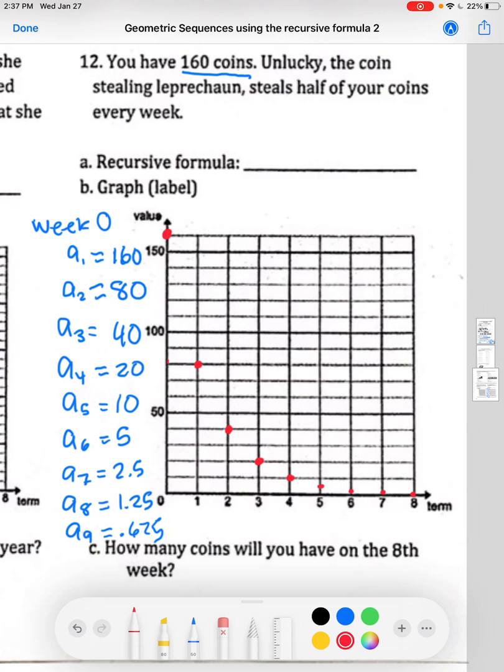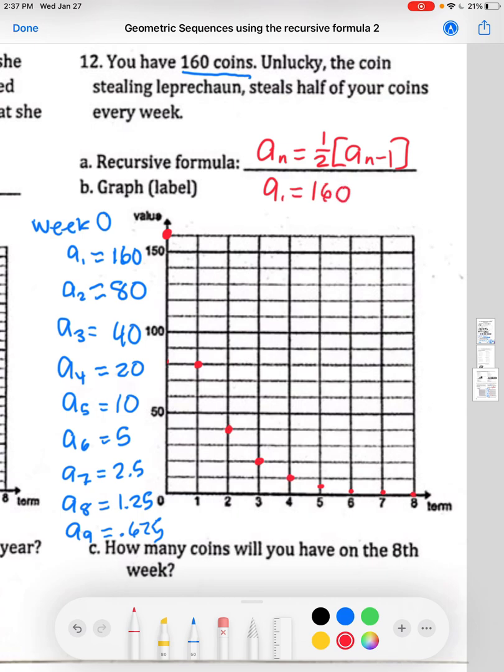You'll notice if we were to connect those dots together, which I don't necessarily think makes a ton of sense in this case, it would make the shape of a what's it called? An exponential function. Keep that in your back pocket. That's something we need to keep in mind. The recursive formula for this would be a of n is equal to 1/2 a of n minus 1 with our a1 value of 160.